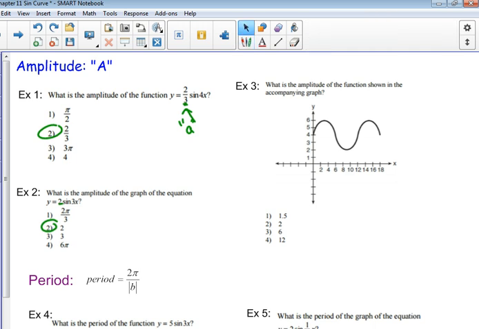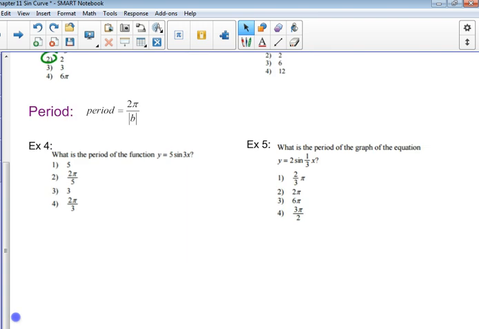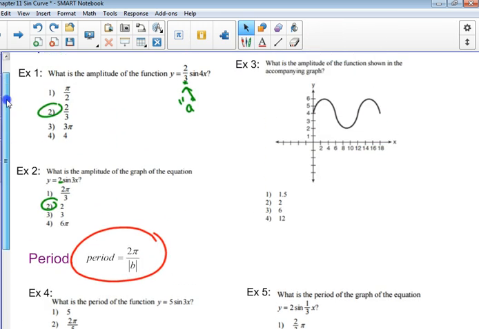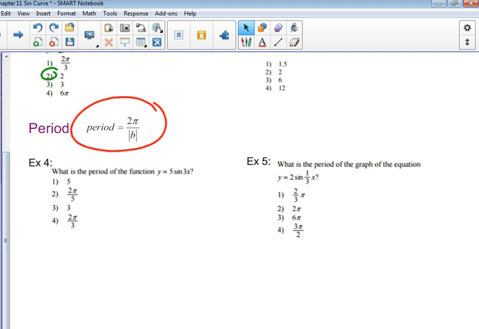Now, for the period, this is probably the most common thing I see being asked of you guys. If they ask you what the period is, it's difficult because you need to make sure you know the formula for it. Oh, so I missed 3. I'm sorry. Thanks, Allison. Well, let's skip 3 for right now. Let's talk about the period first, then we'll go back. That's a hard one.